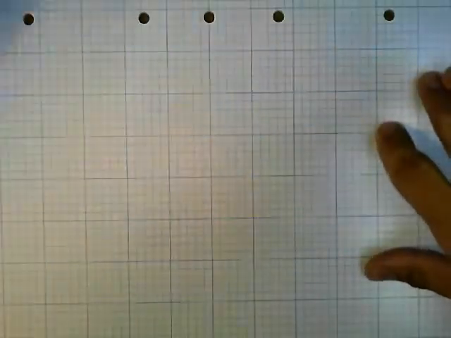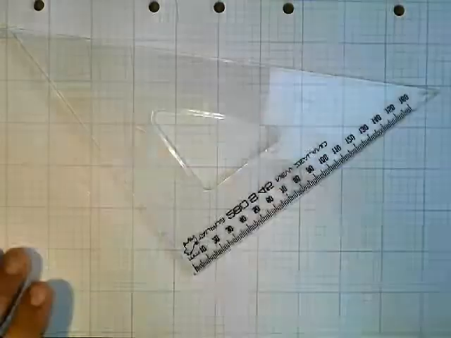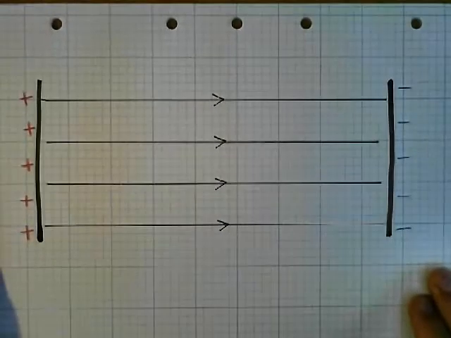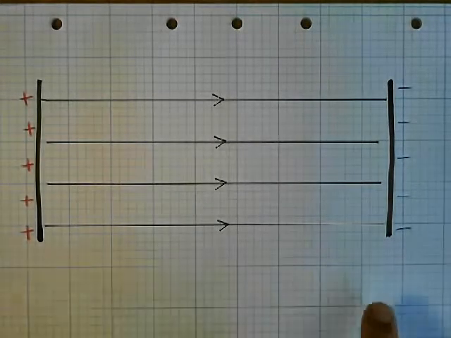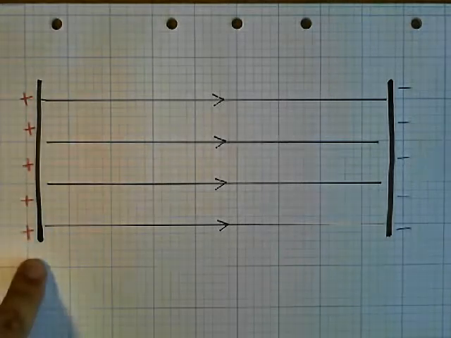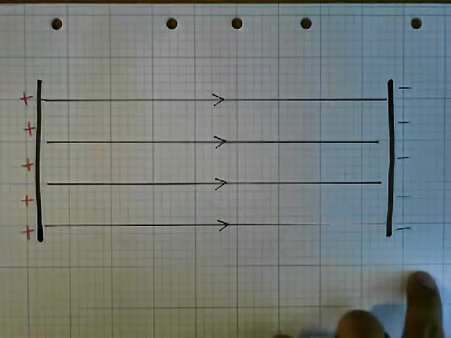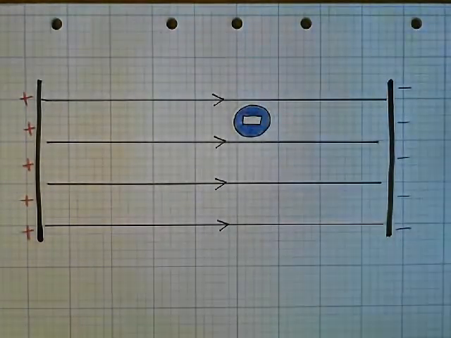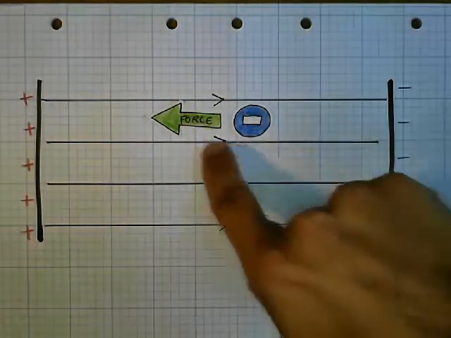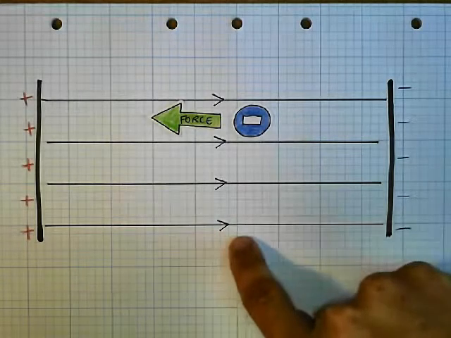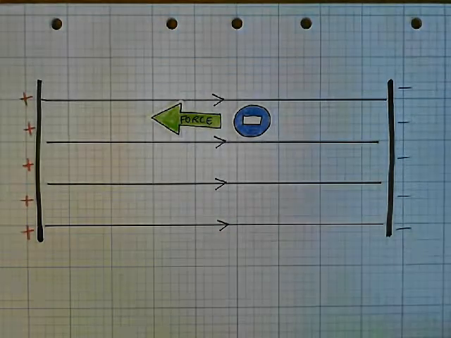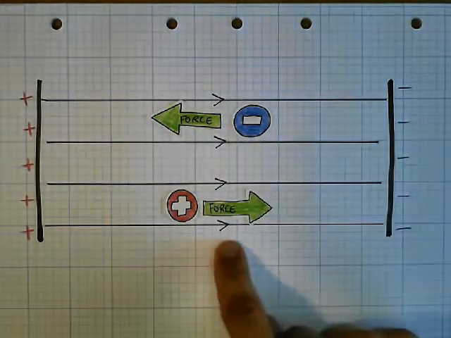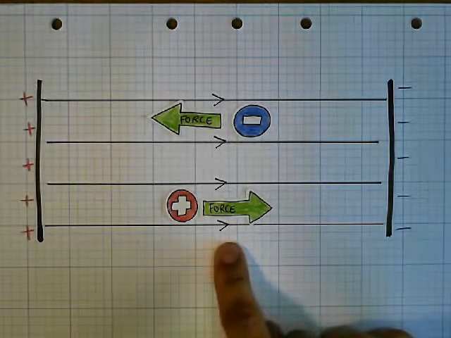If we take a uniform electric field like this one, between this positive plate and this negative plate, and we put a negative charge in it, it will experience a force in the opposite direction to the direction of the electric field. If we put a positive charge in, it will experience a force in the same direction as the electric field.